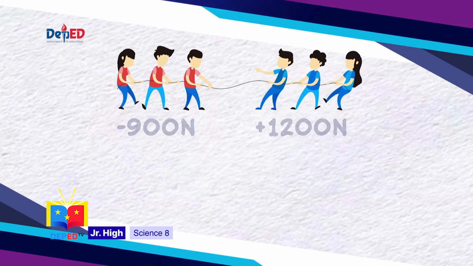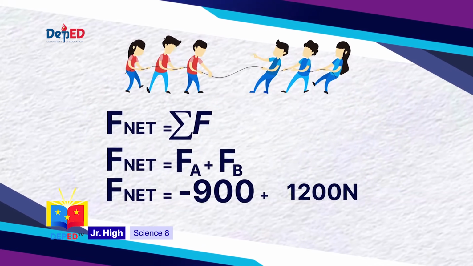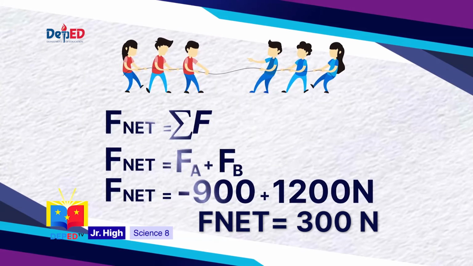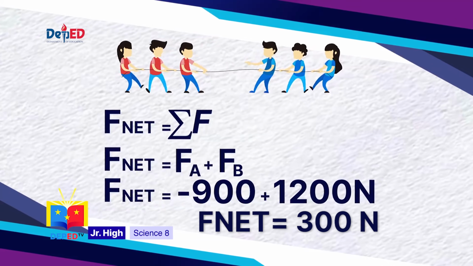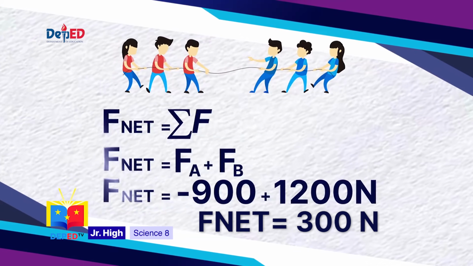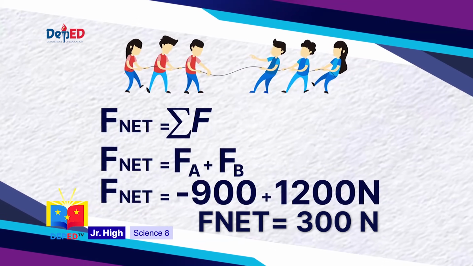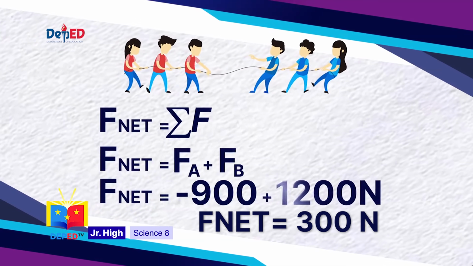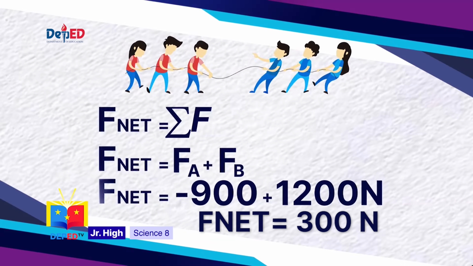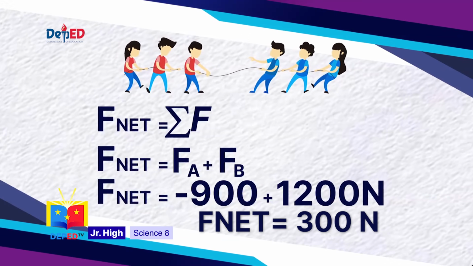If the sum of the forces is positive, that means that the forces directed to the right is stronger or has a greater magnitude. In the same way, if the sum of the forces is negative, that means that the forces directed to the left has greater magnitude.